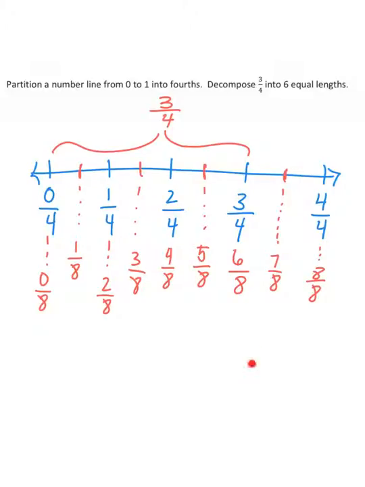So guys, if we look, 3/4 is equivalent to 6/8. And we can show that through multiplication: 3/4 times 2, top and bottom, is equal to 6/8. So through a number line and through multiplication, we showed that 3/4 and 6/8 are equivalent fractions.